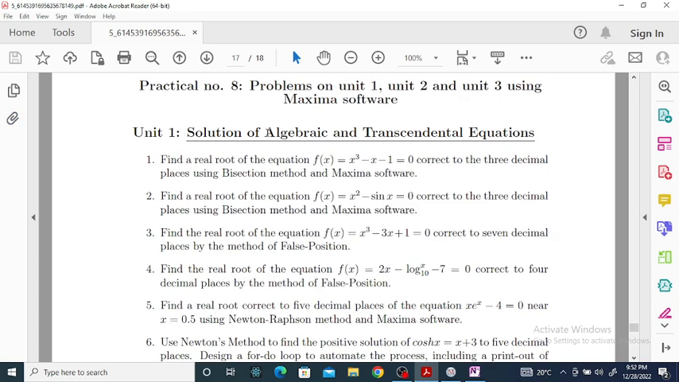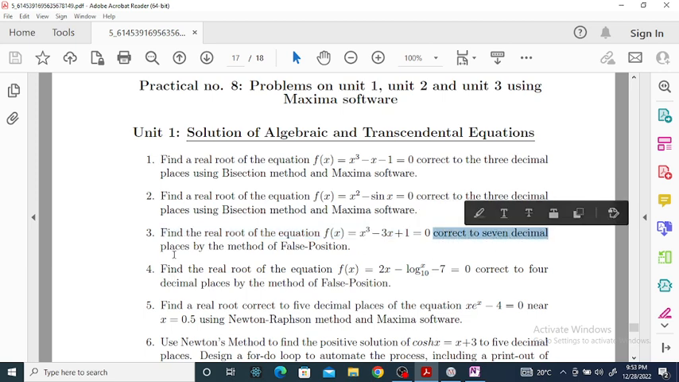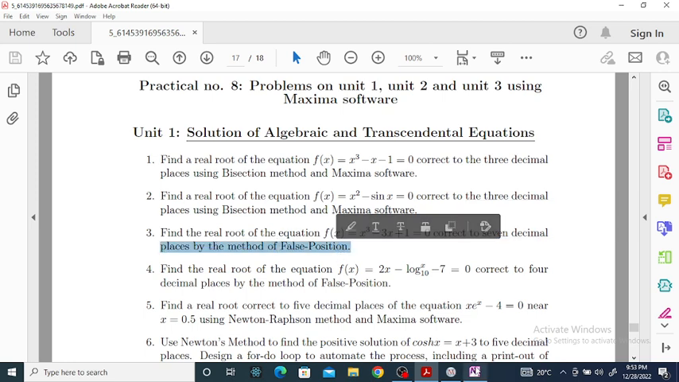SYBSc Mathematics Practical using Maxima software. Example number 3. Find the real roots of the equation f(x) = x³ − 3x + 1, correct up to 7 decimal places, by using the method of false position.